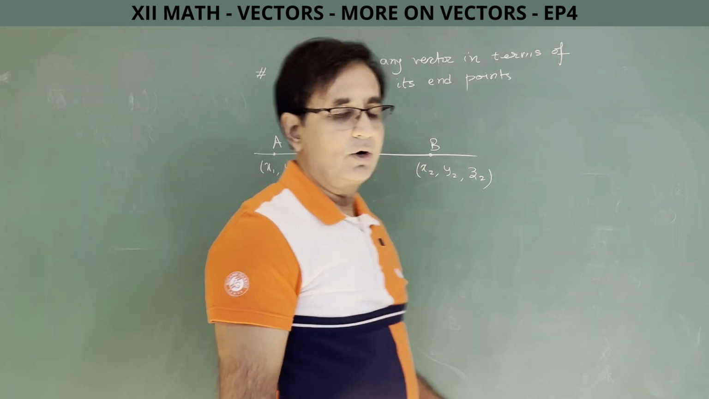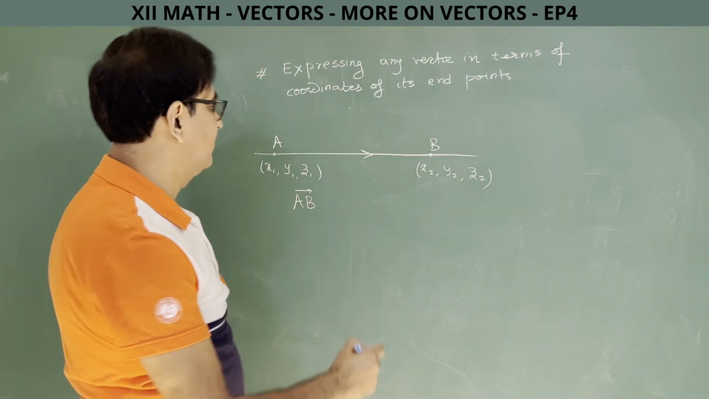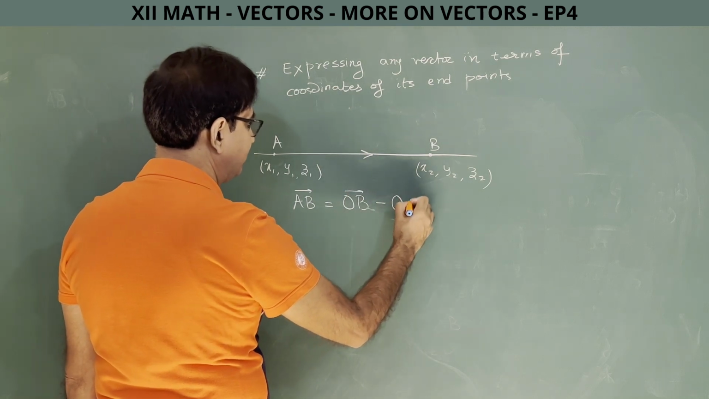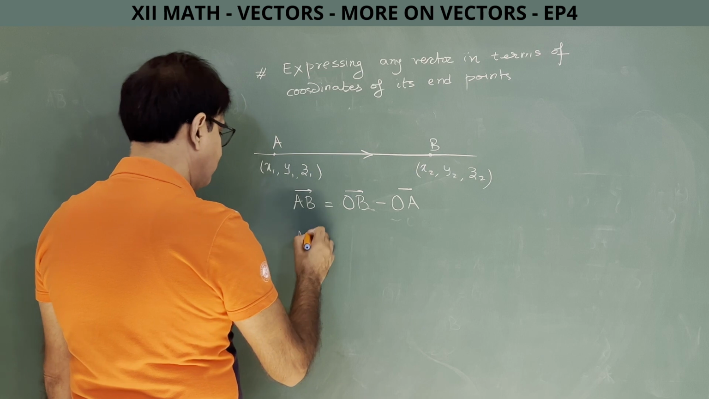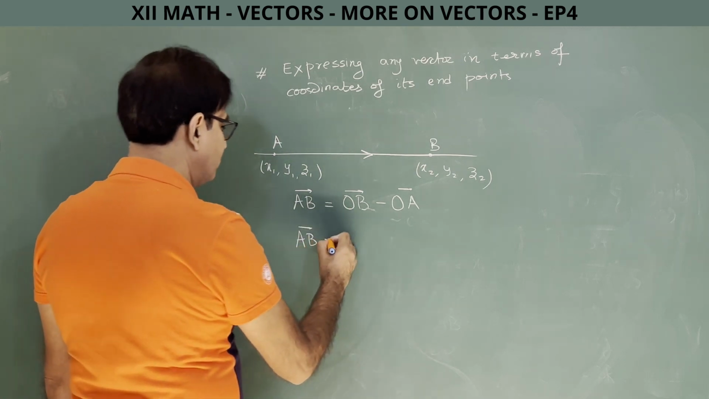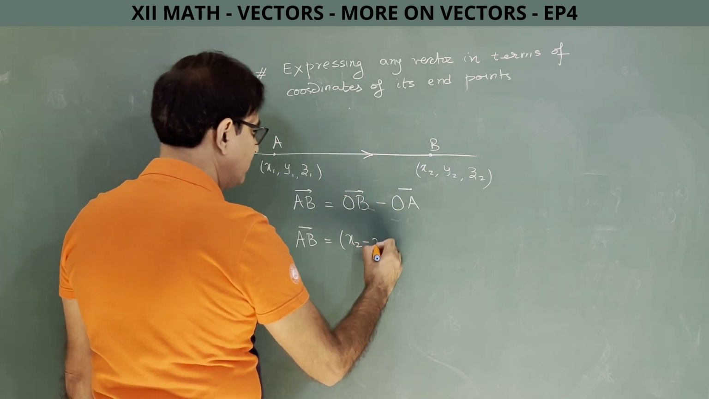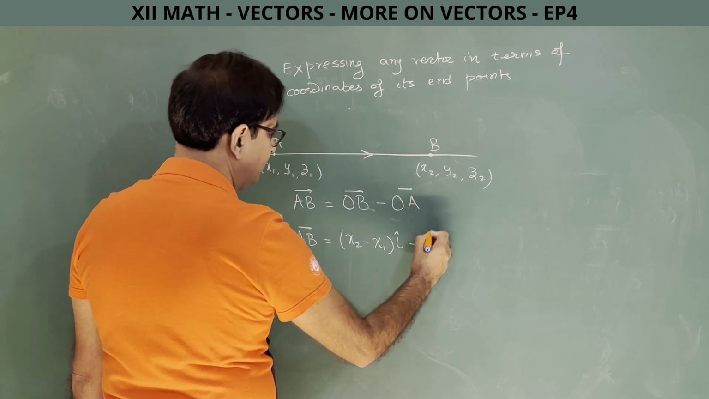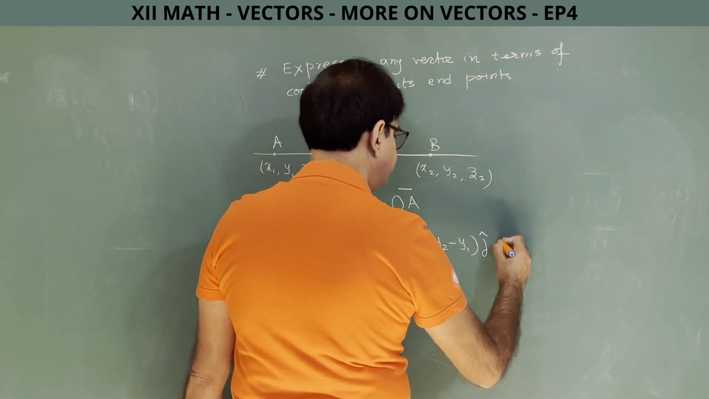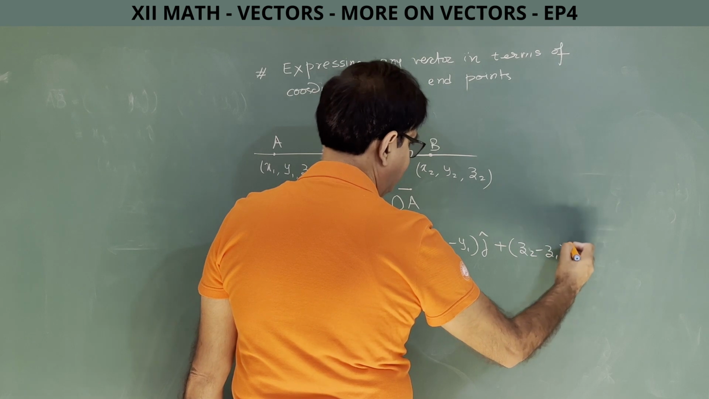In the first episode, or maybe the second, we wrote that every vector can be expressed in terms of the position vectors of its endpoints. So what is vector AB? Position vector of B minus position vector of A, and when you apply the formula which I derived a little while ago, it will be (x2 minus x1) i cap plus (y2 minus y1) j cap plus (z2 minus z1) k cap.